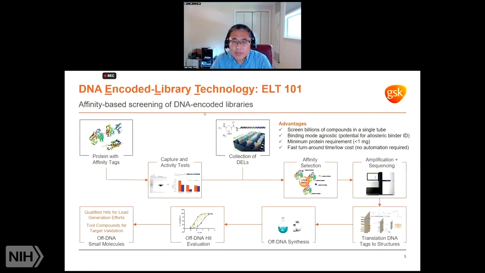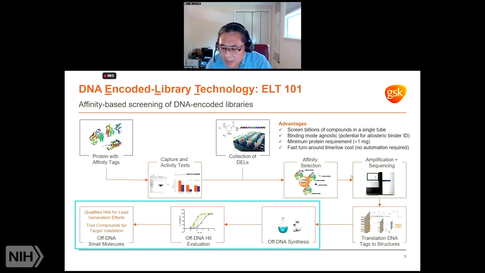Here's some DEL technology 101, some of which has been nicely described in the earlier talks. So first, there are several key steps involved. First, the screening of the DEL molecules against the target protein. This is mostly done through affinity screening. And after the selection, the DNA tag of the selected DEL molecules was amplified and sequenced and translated into structures of the putative small molecule binders.